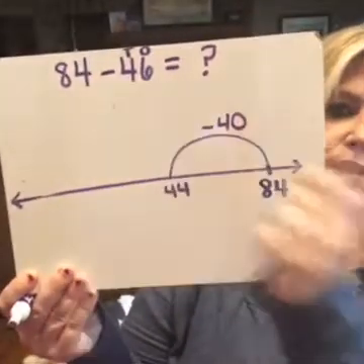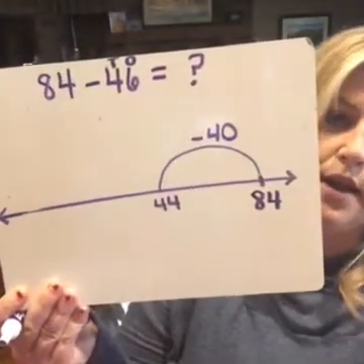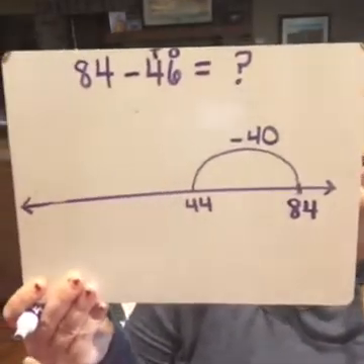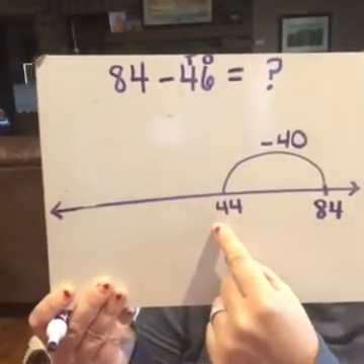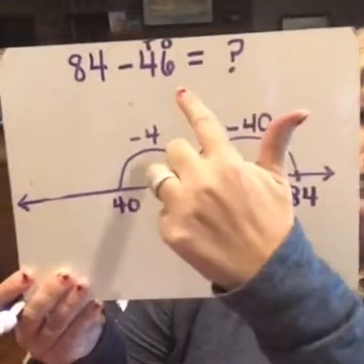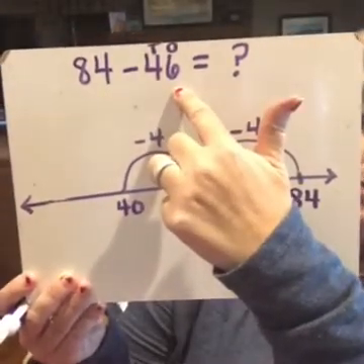Now I have to jump back 6 more. Now I can do that 2 ways. I can either, well, many ways actually, but I could either jump back the whole 6 ones or I could break that number apart. I think I'm going to go ahead and just jump back 4 ones first to get to a solid 40, because 44 minus 4 is going to give me 40. But if I've taken out the 4 from this 46, that means I still have 2 left to jump back. So now I'm going to jump backwards 2 more. And that gives me the answer 38.